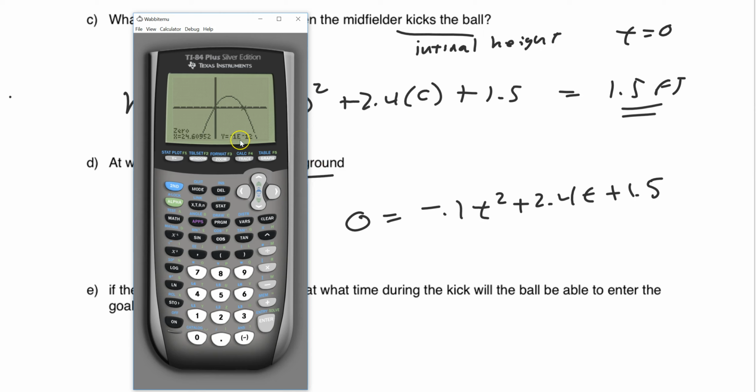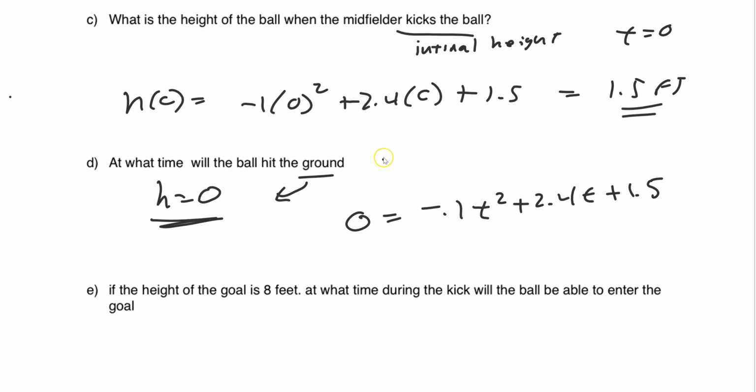So that right there, by the way, see this? How the y value is negative 1 e to the negative 10? That's just a calculator way of saying a really small number. It's 0, essentially. So my answer here is 24.6. It takes 24.6 seconds to get back to the ground.